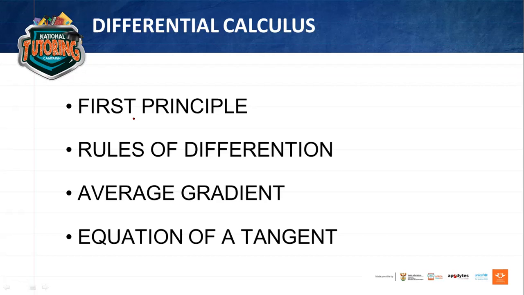And we have rules of differentiation. You would also be asked to use the rules of differentiation in solving the question. You would also be asked to use the average gradient, and you would have to use the average gradient to solve the equation of a tangent. So make sure you know how to solve first principle for different questions, okay? And how to use the rules of differentiation, how to get the average gradient, and also how to get the equation of a tangent.